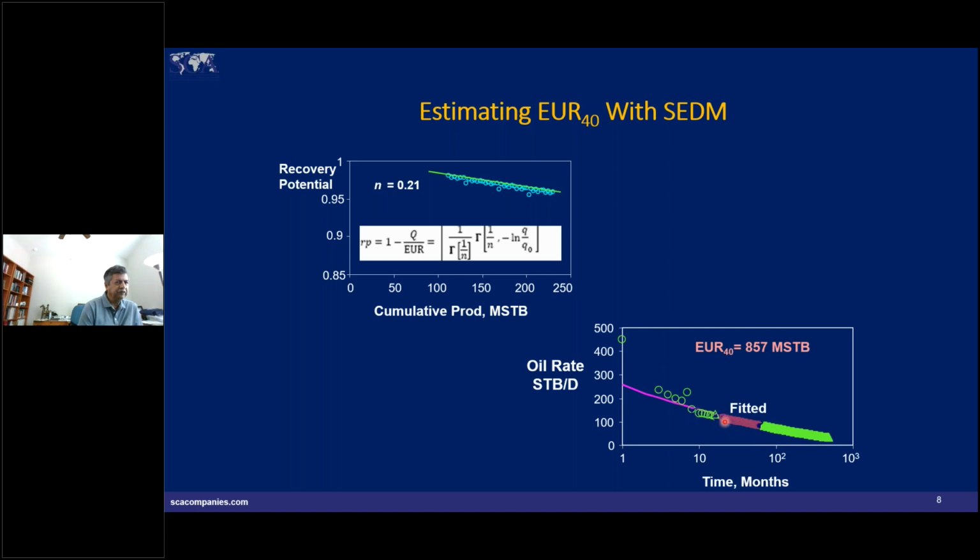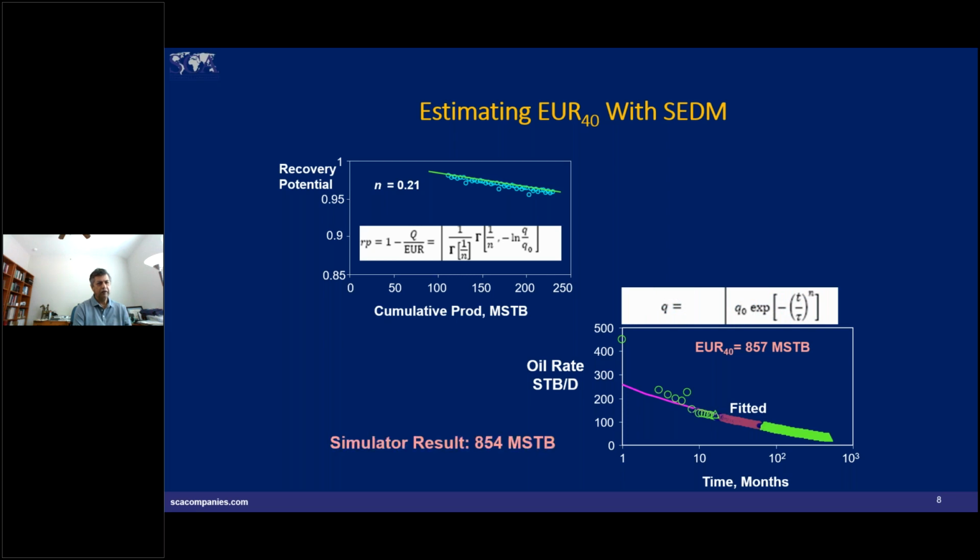We pretended that we have this whole data set, but we said this part is known and we pretended we didn't know the rest, and we wanted to extrapolate just to check how good the fit is. When we did that, we got 857, and the simulator result was 854. So we thought, okay, this is good. It's working out very well.